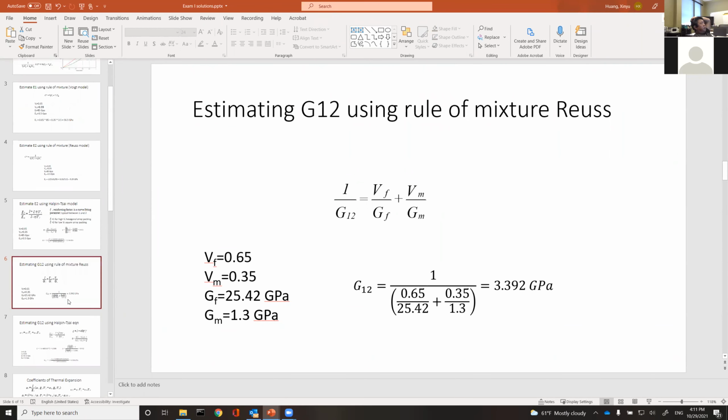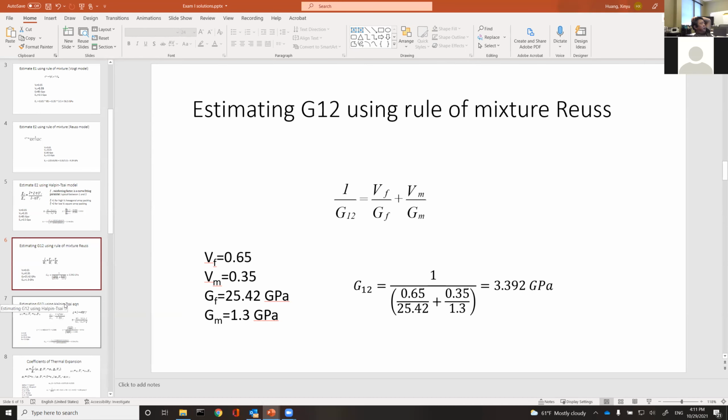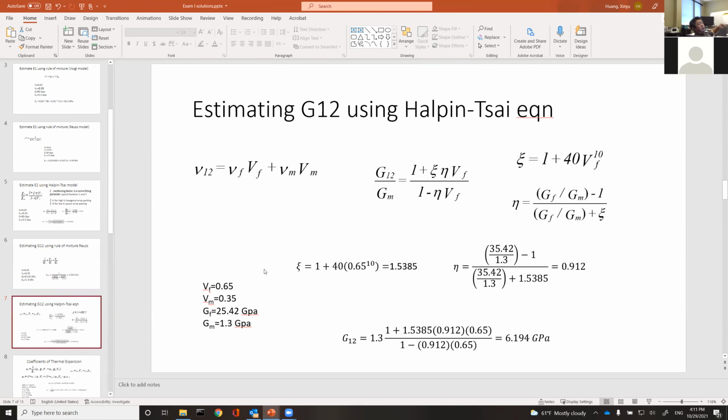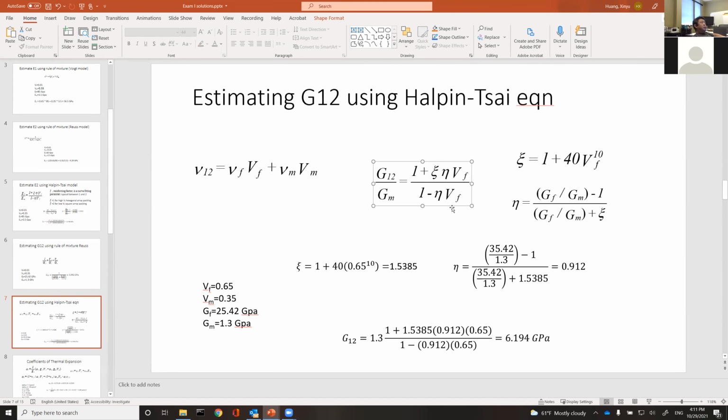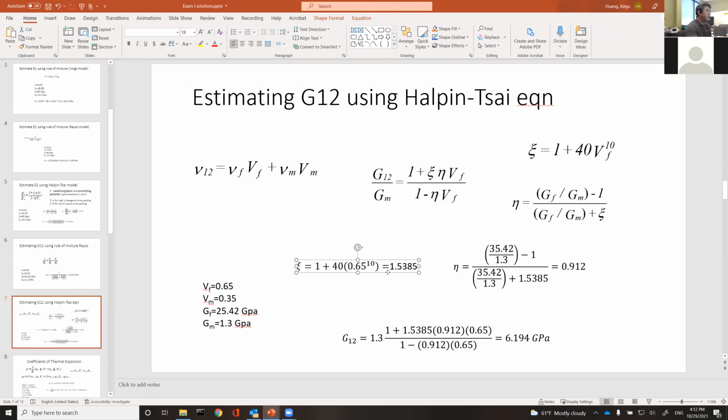All right, so we applied the Roos model for G12. The alternative for the Roos model is the Halpin-Tsai equation. We discussed this in the lecture again. It's very similar to Halpin-Tsai for E2. This is the equation for G12. We need two parameters, reinforcing factor and then eta factor. The reinforcing factor for shear modulus is predicted by this empirical equation. You take volume fraction raised to the power 10 times 40 plus 1, as you could see. So we first calculate that parameter because we know the volume fraction is 65%. It's a very simple calculation. You just plug and chug.